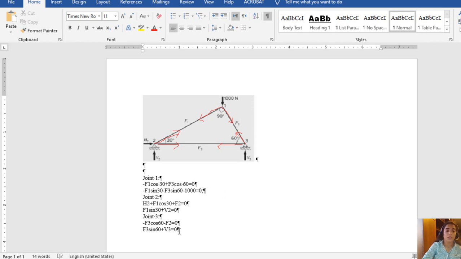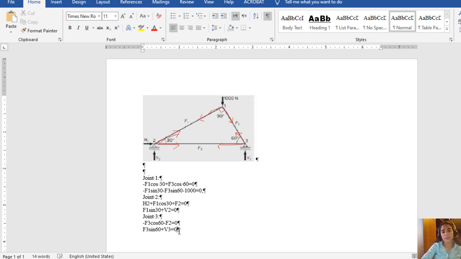Yes, that's it. So here, guys, as you can see, how many equations do I have? I have 6 equations with 6 unknowns. What are these unknowns? They are the reactions at the supports H2, V2, V3, as well as the internal forces. So I need to solve this system of equations.